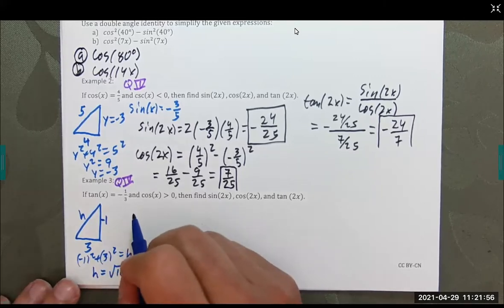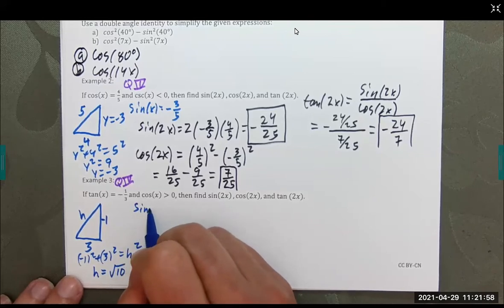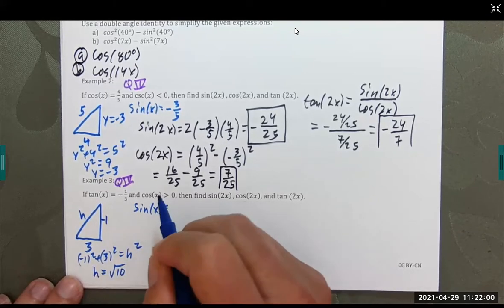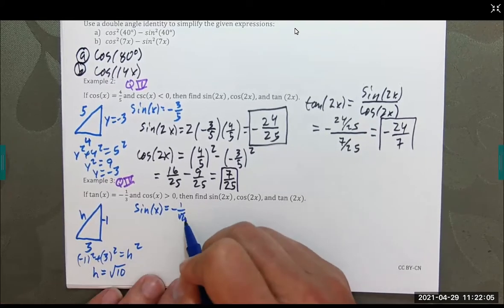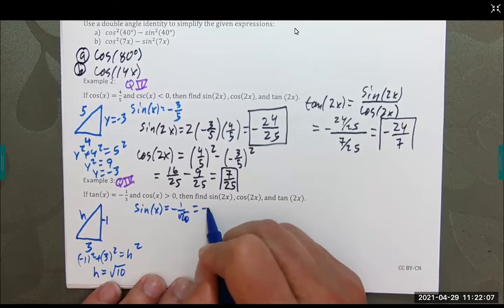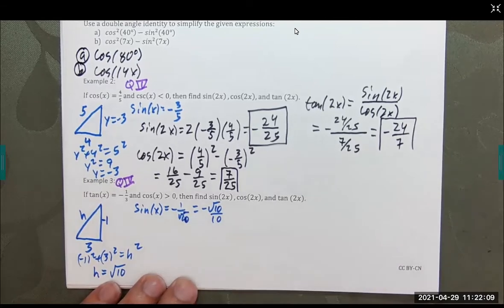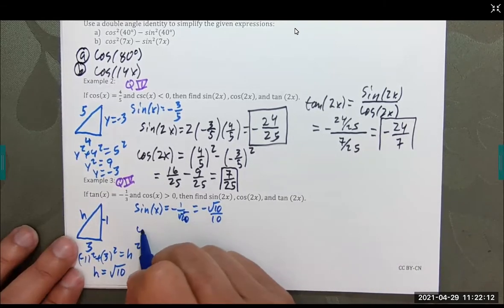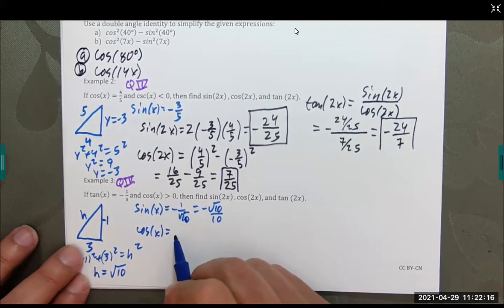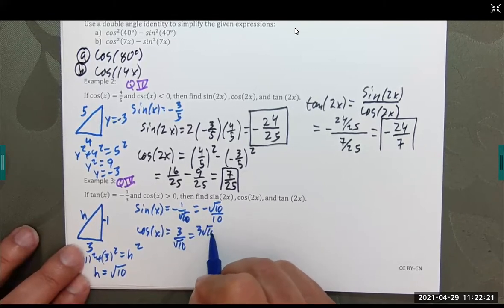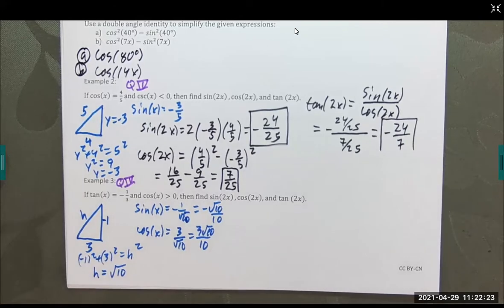This means that sine of x is equal to negative 1 over root 10, which is negative root 10 over 10. And cosine x is positive 3 over root 10, which is 3 root 10 over 10. And here we begin our double angles.